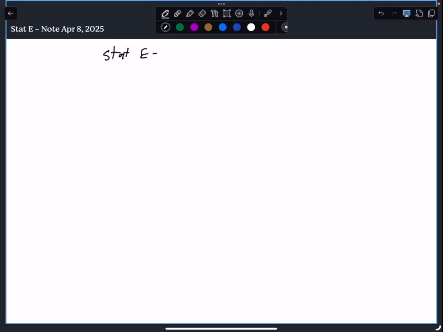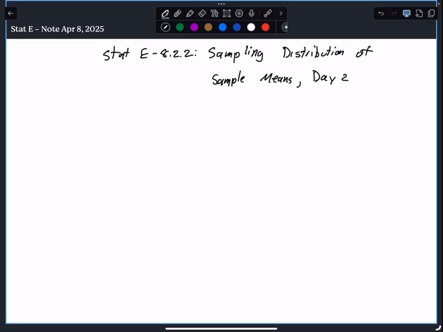Stat E, 8.2.2, sampling distribution of sample means, day 2.